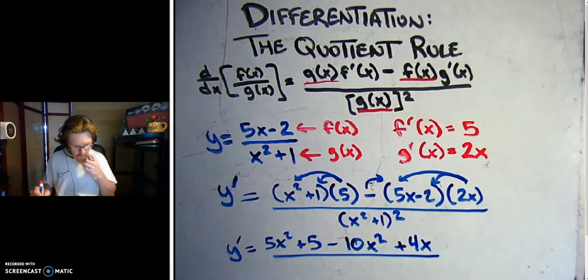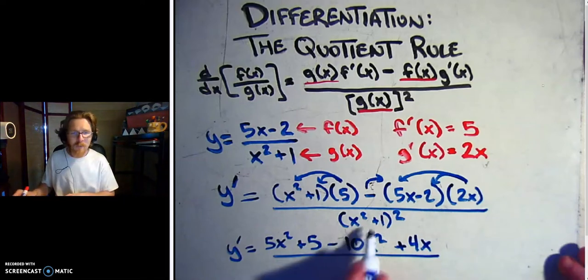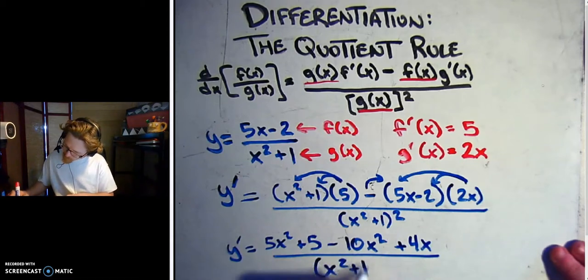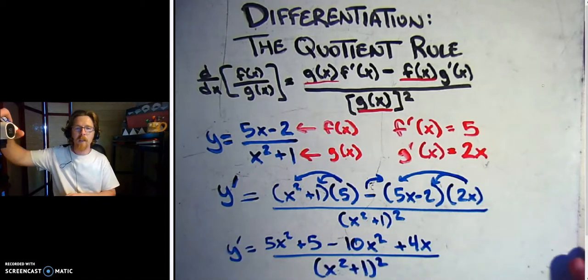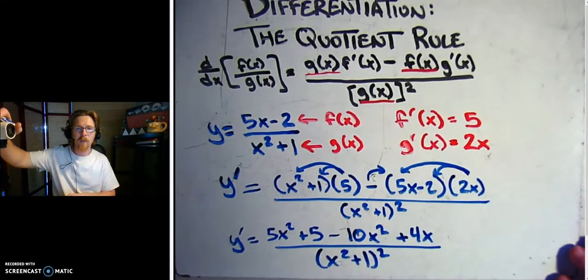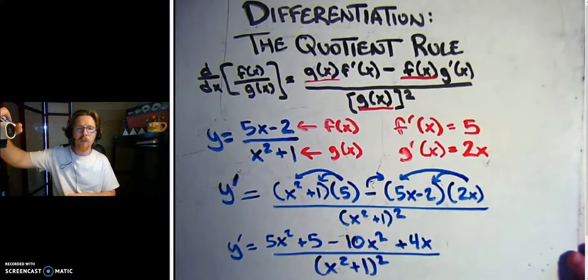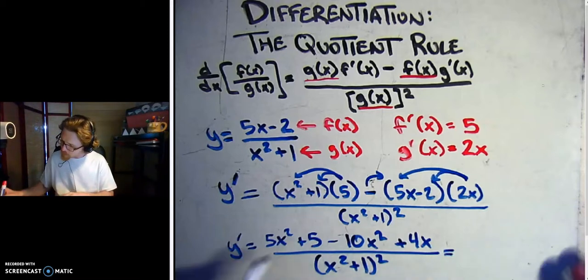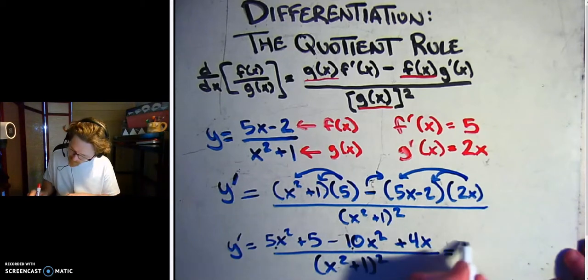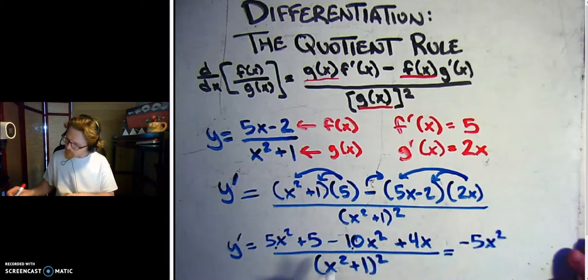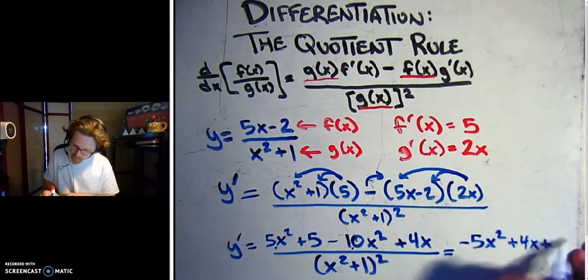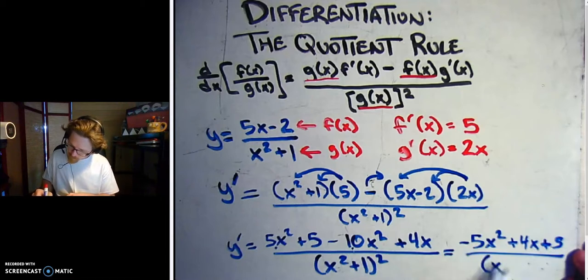Now my denominator, I can distribute this and FOIL this if I wanted. But x squared plus 1 squared is probably a better way to have this simplified in my denominator. And then finally, I just wonder if I have any like terms in my numerator that I can combine, and it looks like I do. 5x squared minus 10x squared gives me a negative 5x squared. I have a plus 4x, and I have a plus 5 over x squared plus 1 quantity squared.